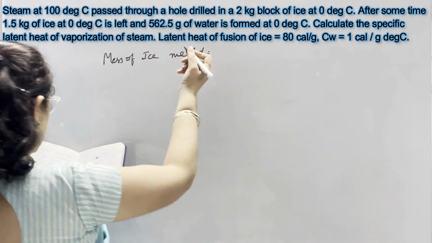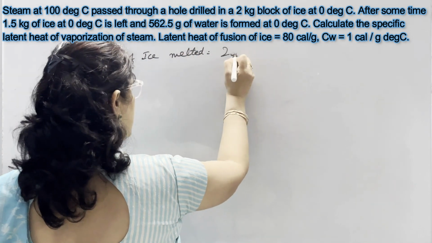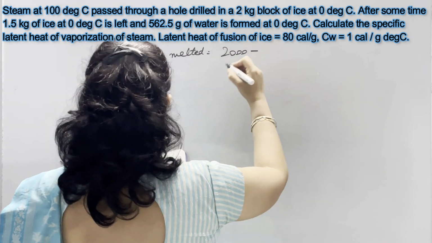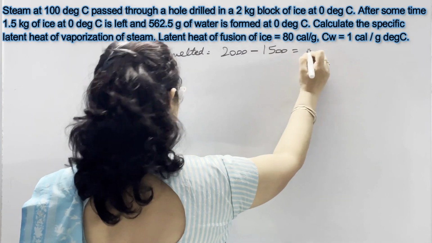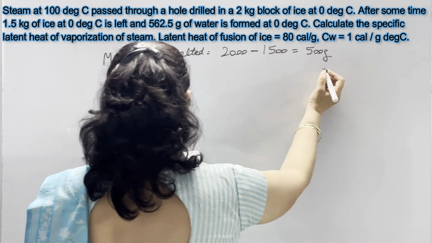कितनी हुई है, पहले कितनी दी गई थी हमारे को, 2 kg block of ice. 2 kg means 2000 gram, and then remaining ice is 1.5 kg of ice. So 1.5 means 1500. It means 500 gram of ice is melted.